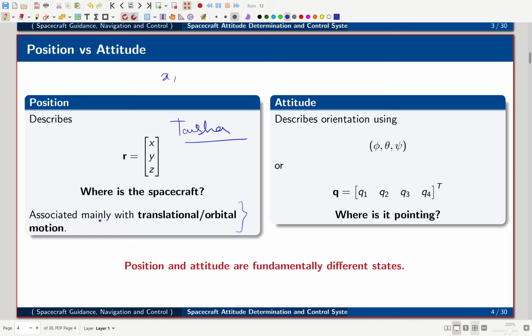We deal with the orientation using psi theta phi, or phi theta psi, right? Or quaternion based. This is a way to present the attitude, and we will discuss it later. It tells where the spacecraft is pointing, right? There are different methods to present the attitude, I mean the orientation. Position and attitude are fundamentally different states.